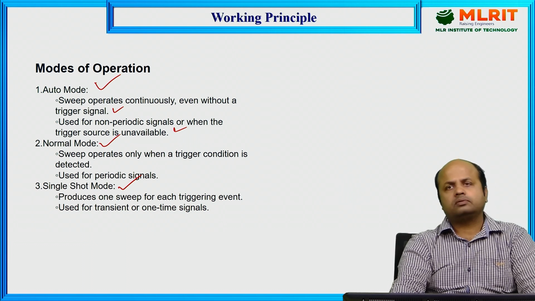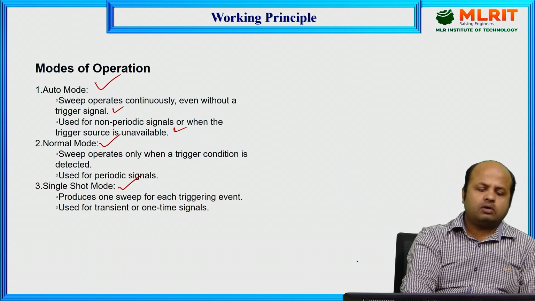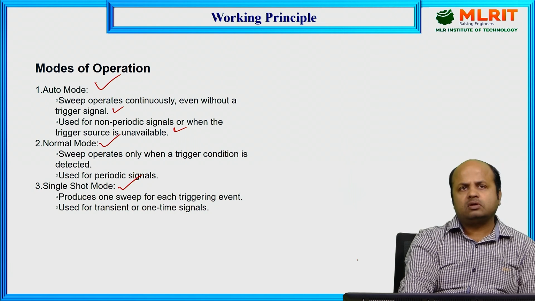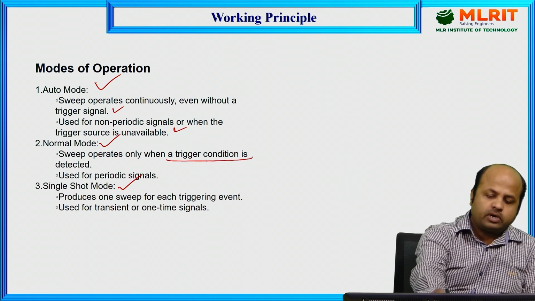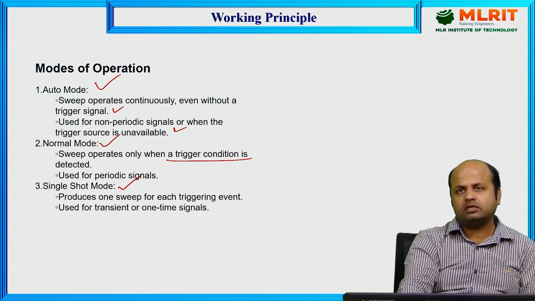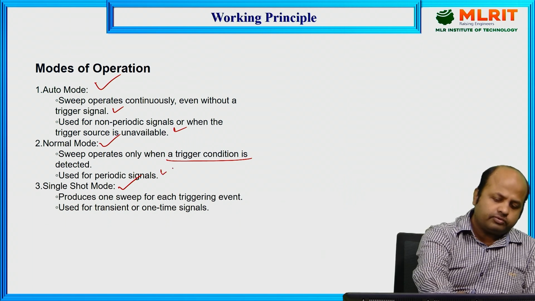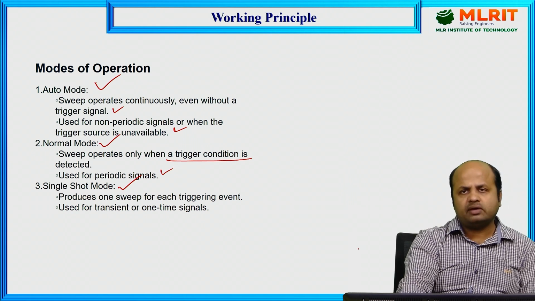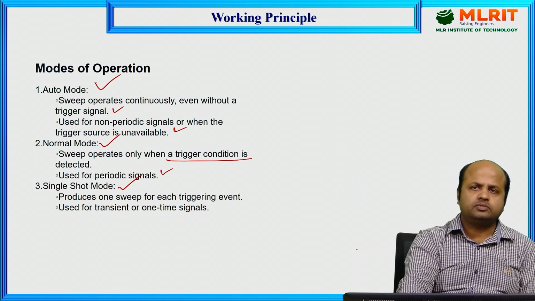In normal mode, what happens? It sweeps only when the trigger condition is detected. If the trigger condition or threshold voltage set by the user is met, then only the sweep starts, and it is generally used for periodic signals. So a periodic signal can be visualized in the normal CRO also and in the triggered sweep CRO. But for aperiodic signals, we have to use the triggered sweep CRO.